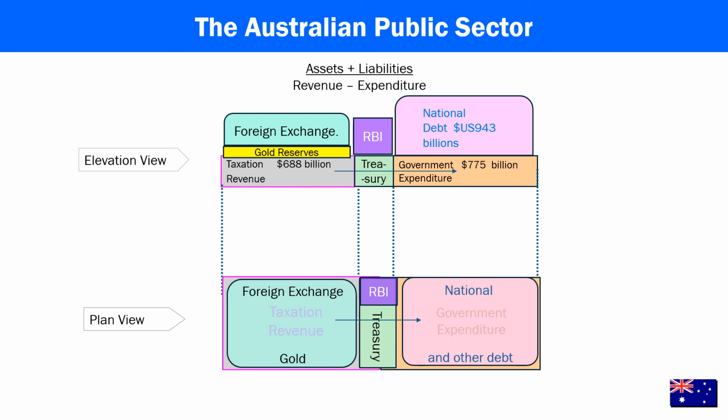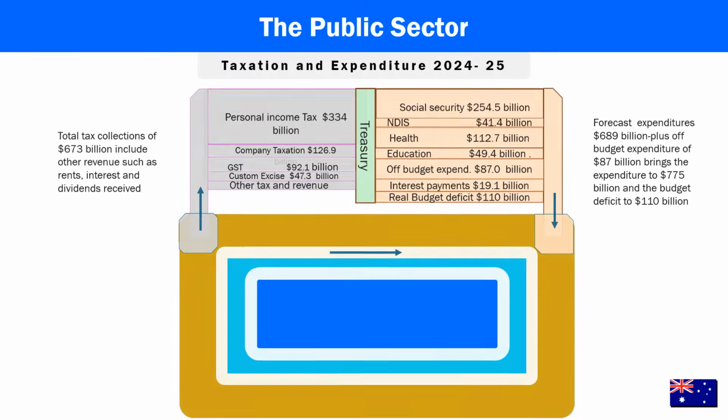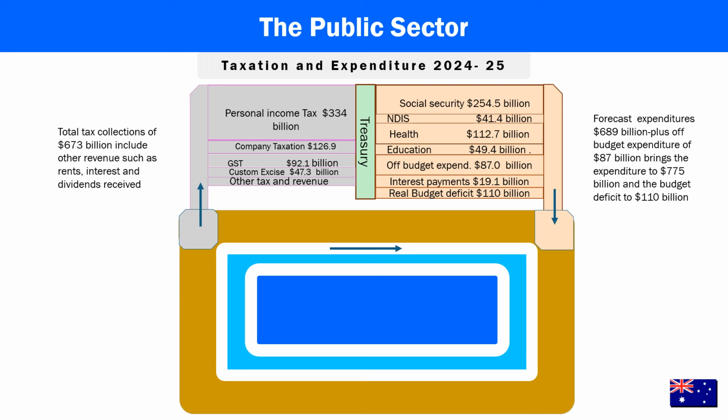In the plan view below, olive green assets overlap the taxation revenues, with the RBA at the center of these olive green assets and the pink national debt. These graphs show the two-tone public sector above the private sector, detailing the fiscal format of the Australian budget forecast.